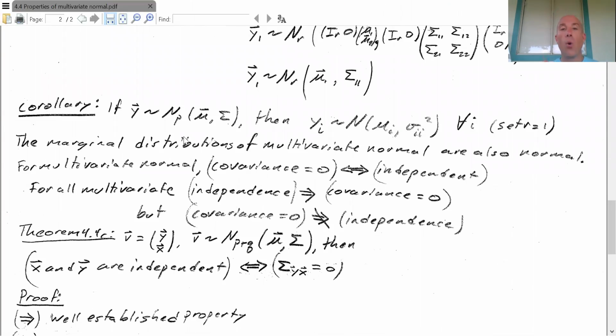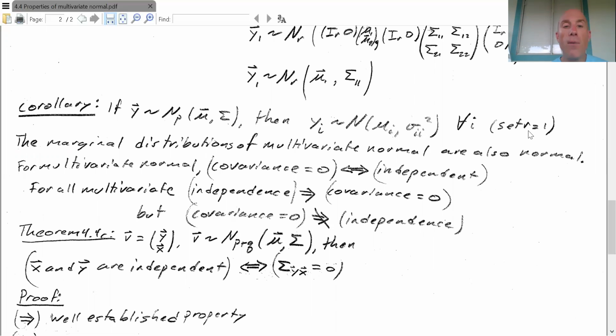Okay, here's a corollary of this. If Y is a multivariate normal, then if I take just one individual entry, that's going to be univariate normal. All right, well here, how do I get that? I just set R equal to 1 and I pick the entry I want. And boom, we've got it from the previous theorem. So the marginal distributions of a multivariate normal are also normal.